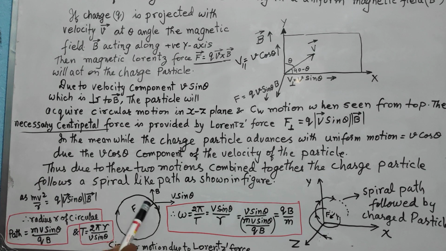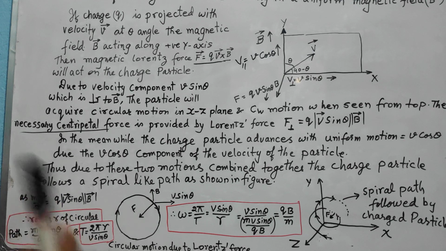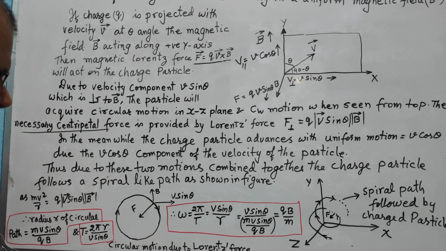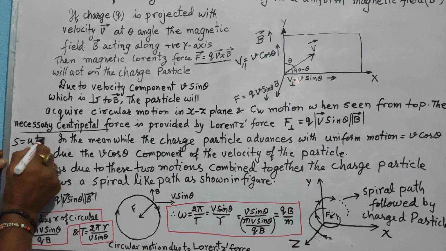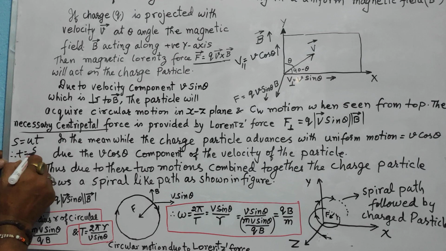Also, the time period of the particle rotating in the circular path will be given by the following. Time period means you travel a total distance, and that divided by speed will give you time, because you use the very common relation s is equal to ut. For the speed we have been using it, so you can see s is equal to ut, therefore t is equal to s upon u.